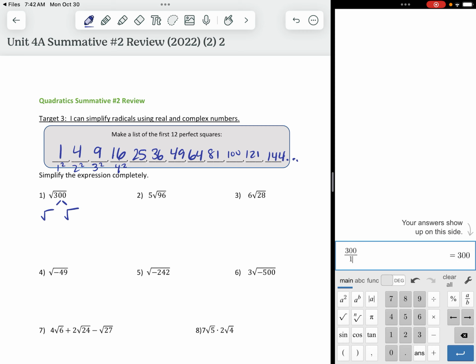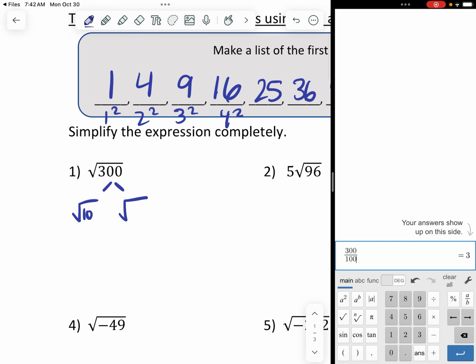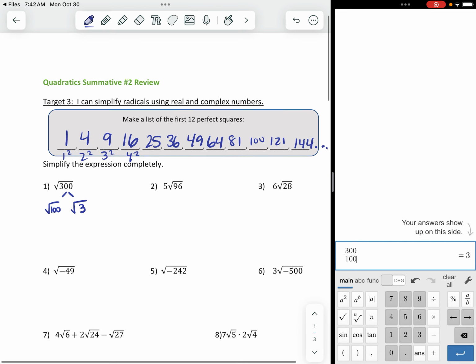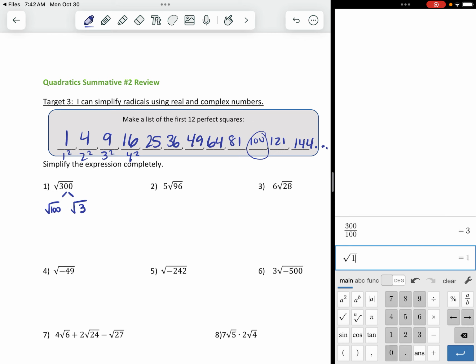Oh, that's not a nice number. So I'm going to try 121. Oh, that's not a nice number, right? You're looking at my calculator. Now if I do 100, that works. So I'm going to put the nice one first. So 100 times 3 is 300. Now the one from the list has a nice square root, right? If I do the square root of 100, it's just 10. Not the square root of 10, but just 10. And then the square root of 3 can't simplify, so I just leave it.